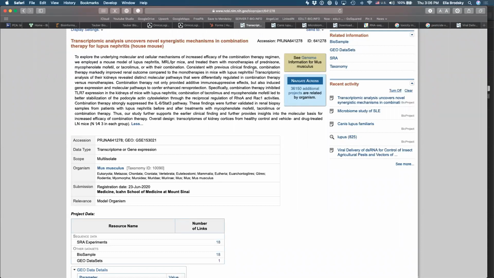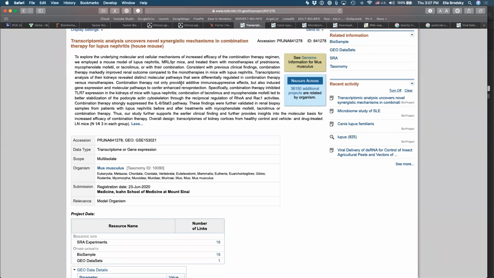Consistent with previous clinical findings, combination therapy markedly improved renal outcome compared to the monotherapies in mice with lupus. Transcriptomic analysis of their kidneys revealed distinct molecular pathways that were differentially regulated in combination therapy versus monotherapies. Okay, so again, I don't know if this is exactly the direction that you were trying to go.